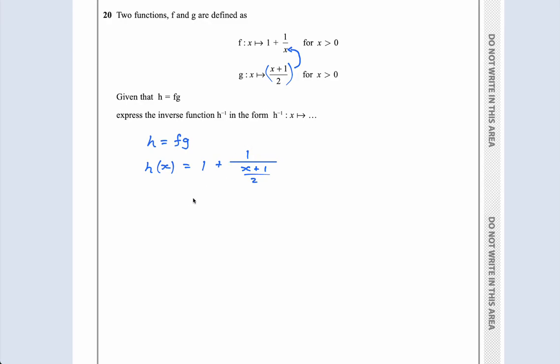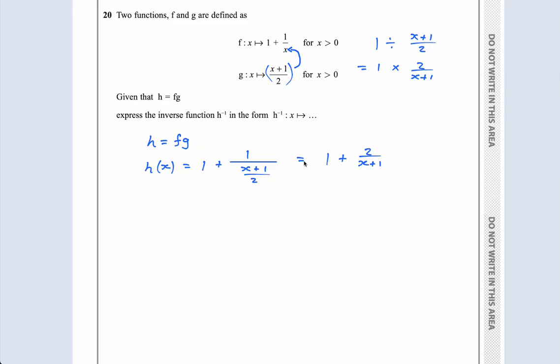Now this doesn't look nice, so I'm just going to make it 1 plus, when you divide by a fraction, you flip the fraction and multiply. So 1 divided by this is actually 1 plus 2 over x plus 1. That is, keep, change, flip. Like 1 divided by x plus 1 over 2 equals 1 multiplied by 2 over x plus 1, which gives me 2 over x plus 1. So that's h of x.